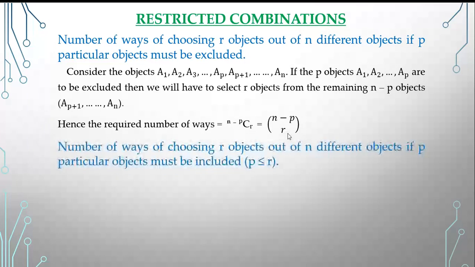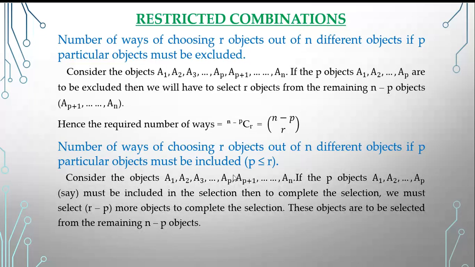Clear? Next is the number of ways of choosing r objects out of n different objects if p particular objects must be included. Suppose you have a problem where it is given that some particular objects you must also take, meaning it is compulsory to take them. Like the last example we did.